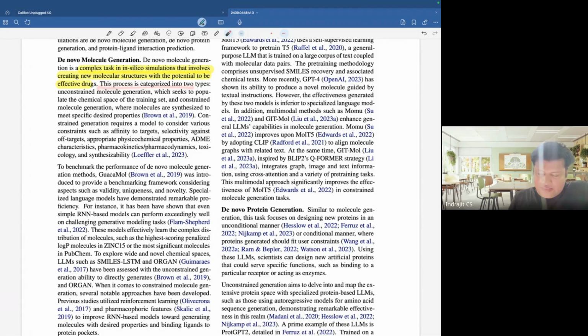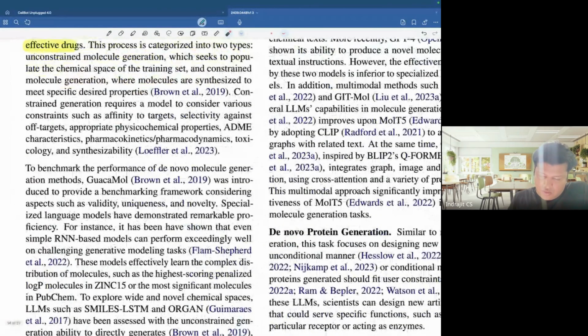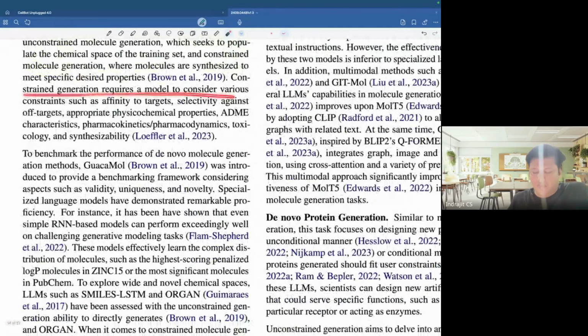This process is categorized into two types: unconstrained molecule generation, which seeks to populate the chemical space of the training set, and constrained molecule generation, where the molecules are synthesized to meet specific desired properties. So constrained generation requires a model to consider various off-targets, appropriate physicochemical properties, ADME characteristics, then we have pharmacodynamics, toxicology, and synthesizability. To benchmark the performance of de novo molecule generation methods, GuacaMol was introduced to provide a benchmarking framework considering aspects such as validity, uniqueness, and novelty.